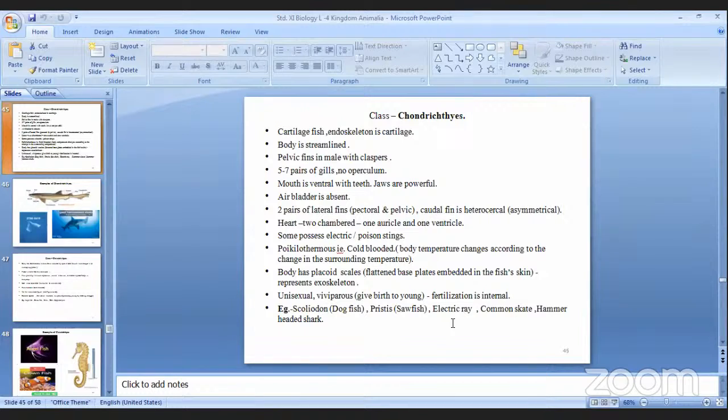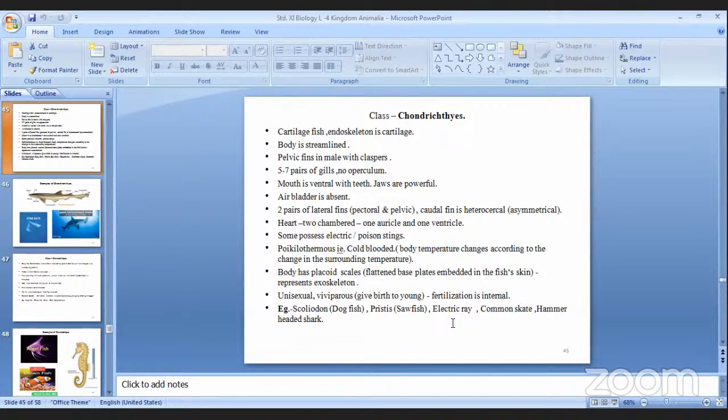Now, the first type in Pisces, chondrichthyes. These are also known as cartilaginous fish or cartilage fish. Their endoskeleton is made up of cartilage. The other type, osteichthyes, which we will study, is the bony fish. Here it is cartilage fish. Clear? Now the body is streamlined.